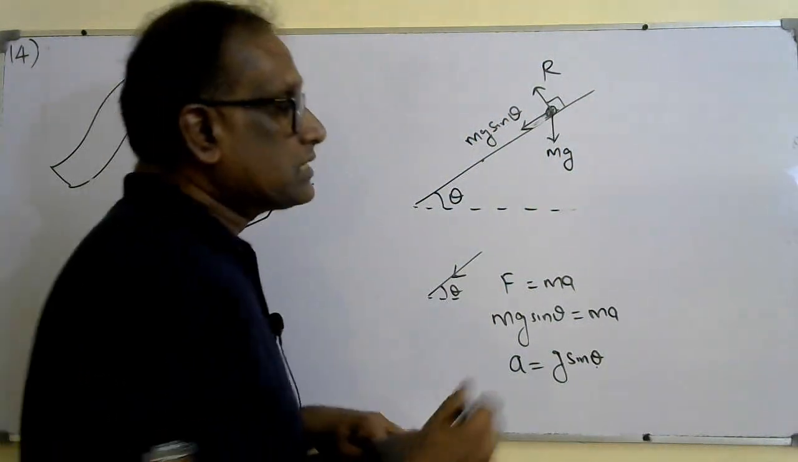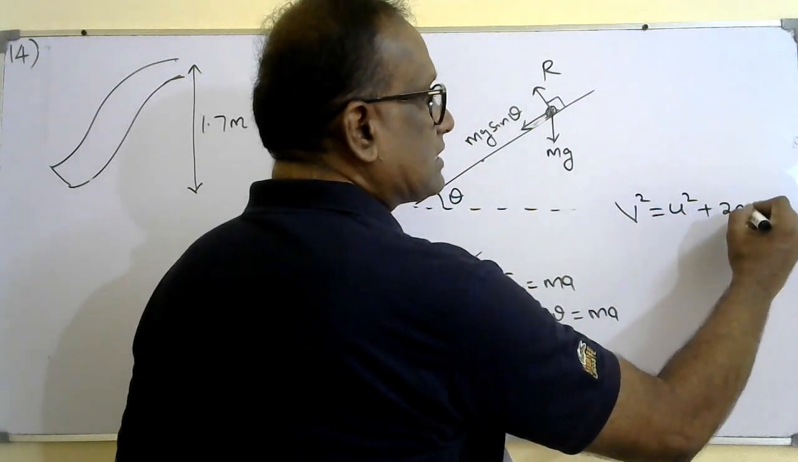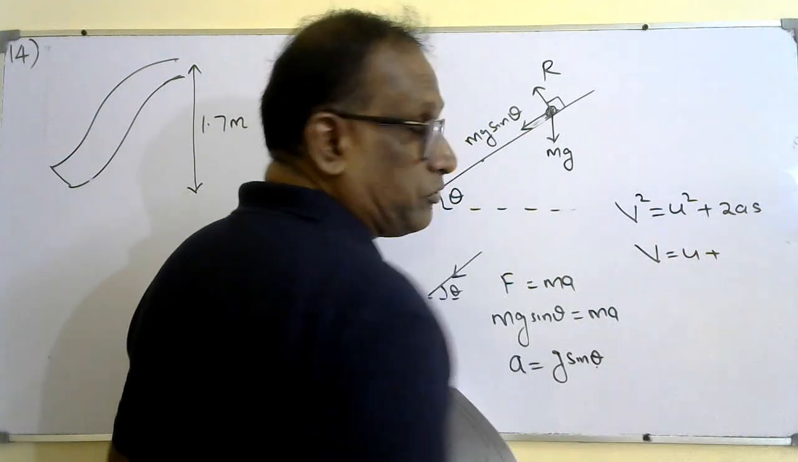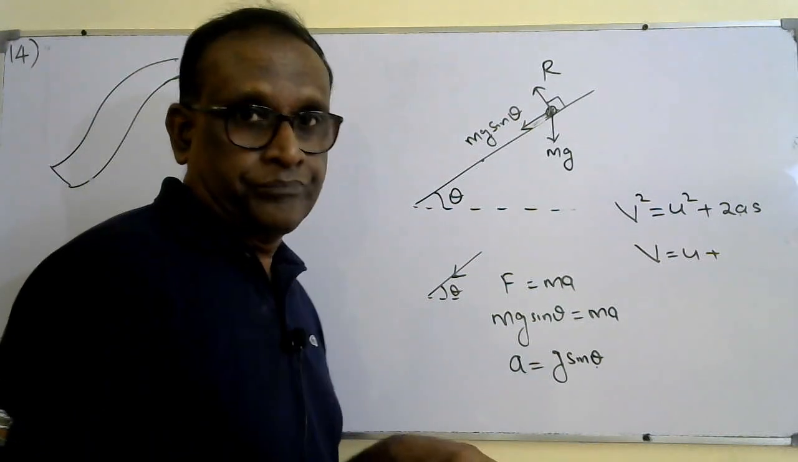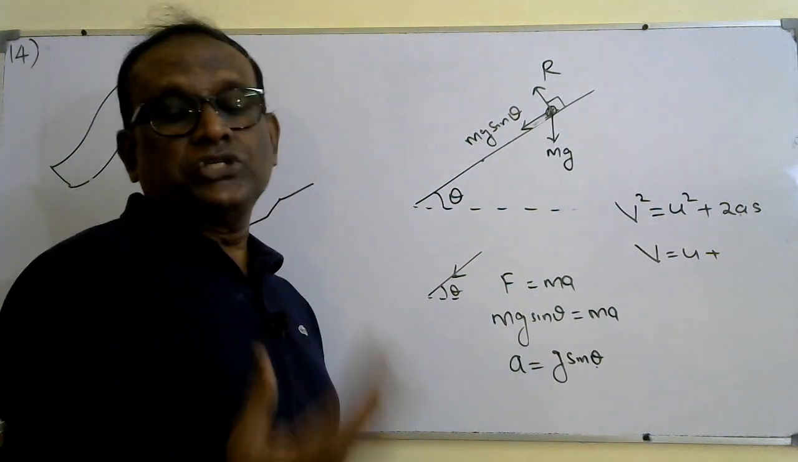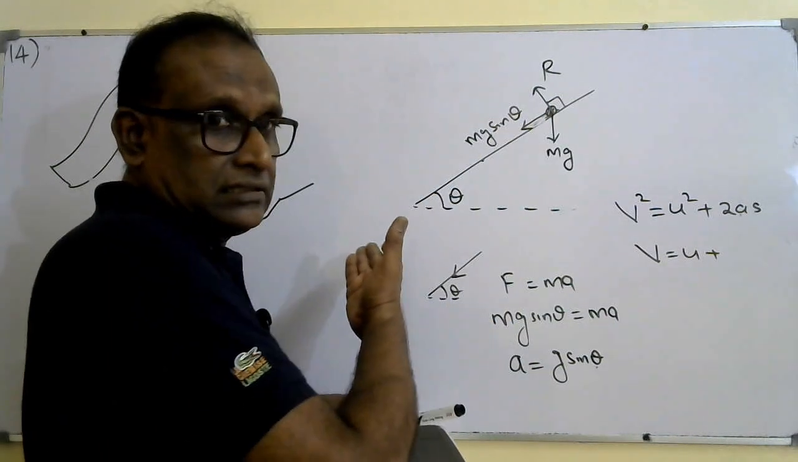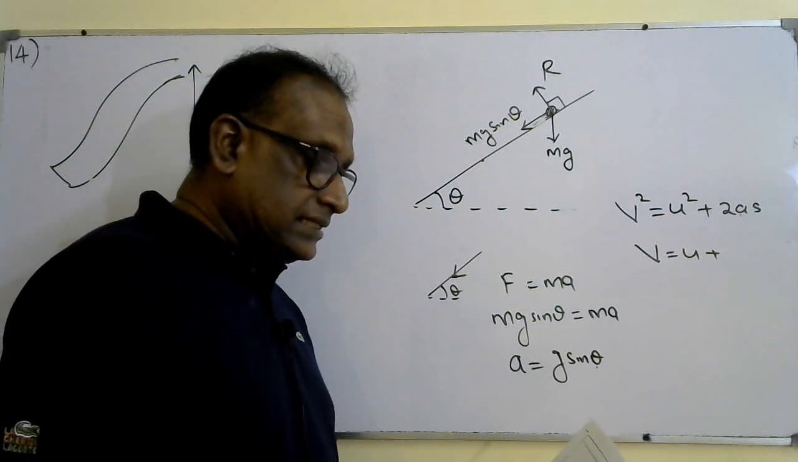So we can't use the equation v squared equal u squared plus 2as or v equal u plus at. Any of these equations we cannot use because a is varying at every point. Okay, so the conditions to use the equations of motion: first condition, it should move on a straight line, then the acceleration should remain constant. So it's just a 3-mark question.